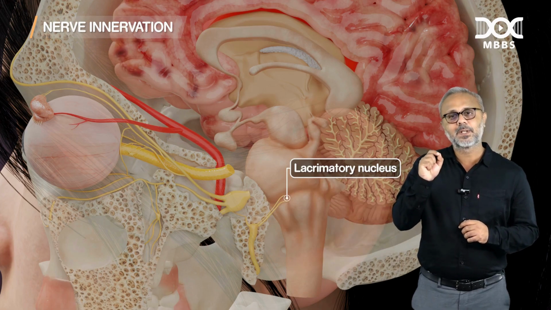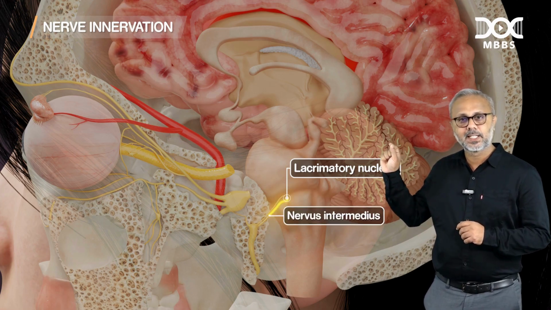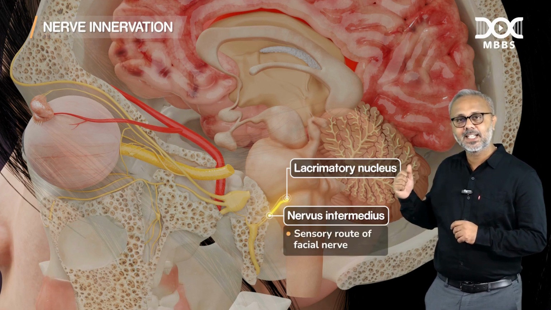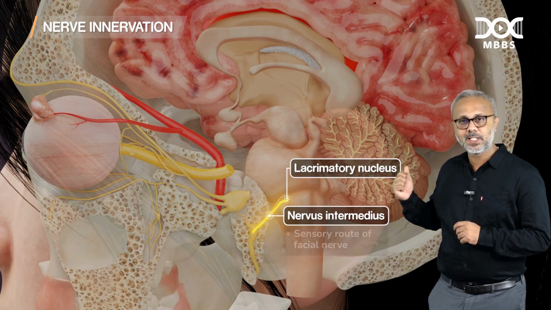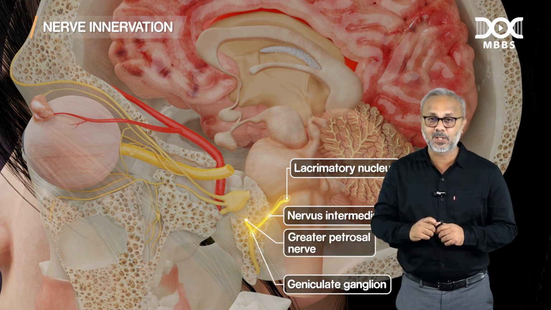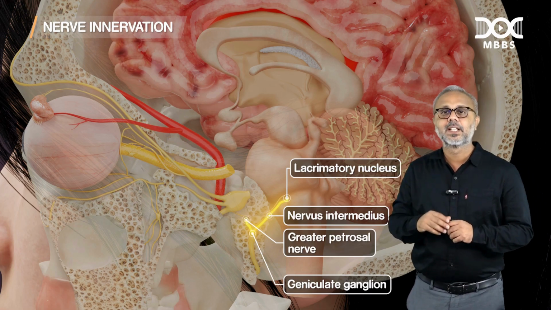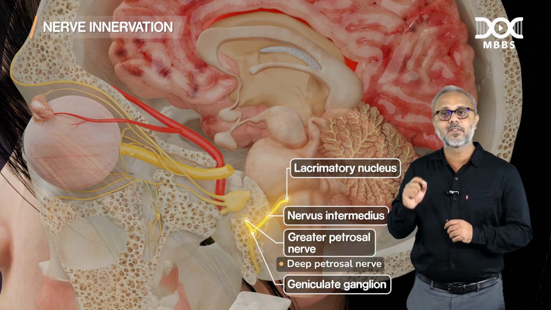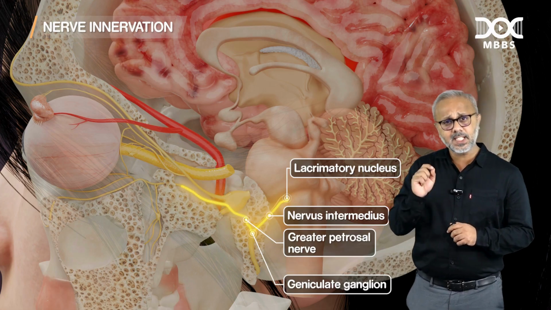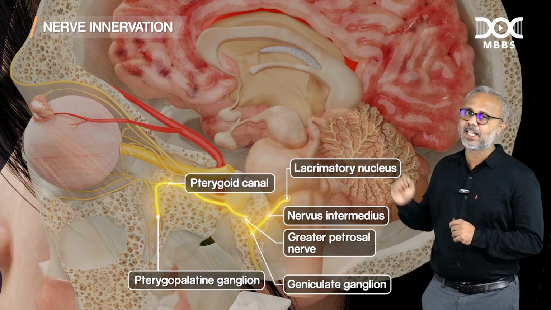The preganglionic fibers arise from the lacrimal nucleus, pass successively through the nervus intermedius or the sensory root of the facial nerve, then through the trunk, then through the geniculate ganglion. The geniculate ganglion gives out the first branch, which is the greater petrosal nerve. So the preganglionic fibers pass through the greater petrosal nerve. This joins with the deep petrosal nerve, forming the nerve of the pterygoid canal or Vidian nerve. This nerve of the pterygoid canal ultimately relays in the pterygopalatine ganglion.